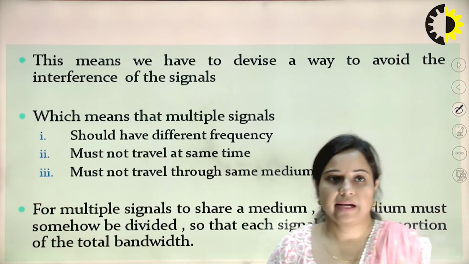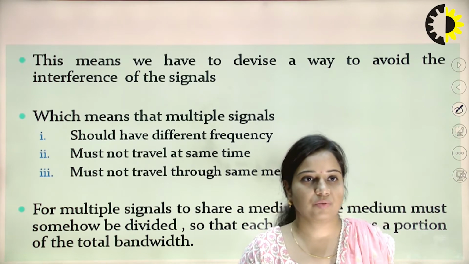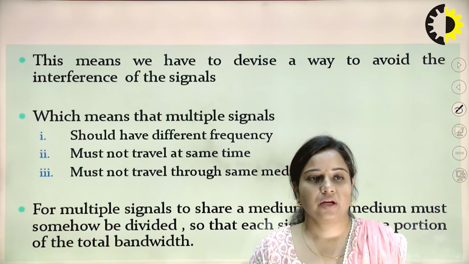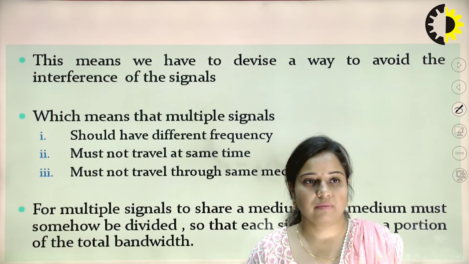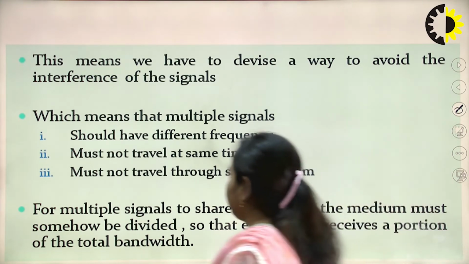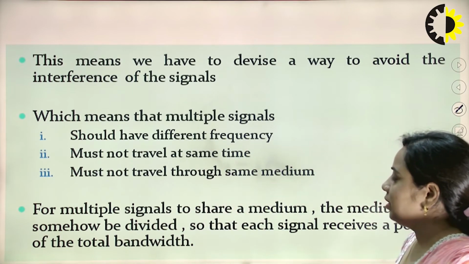That has to be taken care of in case of multiplexing. This means that we have to devise a way to avoid the interference of the signals. Multiple signals should have different frequencies, must not travel at the same time, and must not travel through the same medium. These are some of the options available to avoid intersymbol interference.